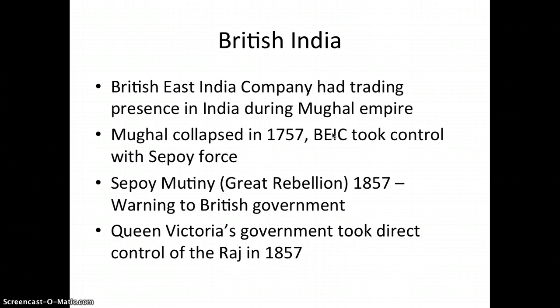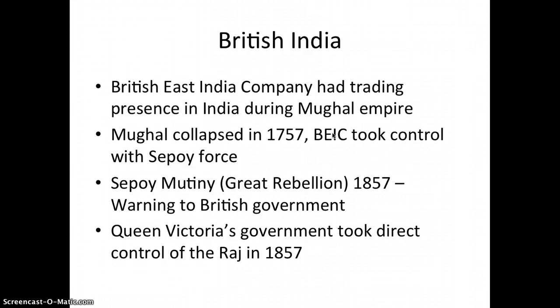British India is a little bit different. The British East India Company had a trading presence in India during the Mughal Empire, but when the empire collapsed in 1757, the British East India Company took control with a sepoy force. The sepoys were these Indian soldiers who were hired and trained by the British East India Company to keep the peace and do the policing in India.